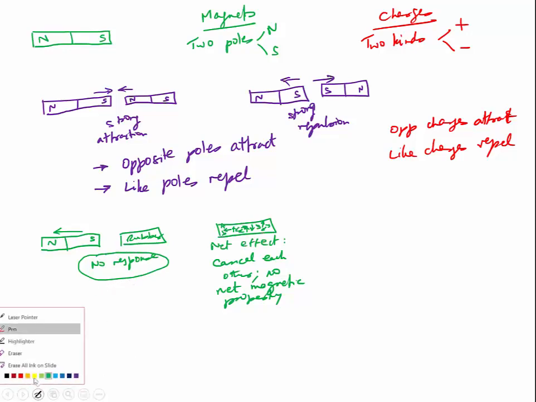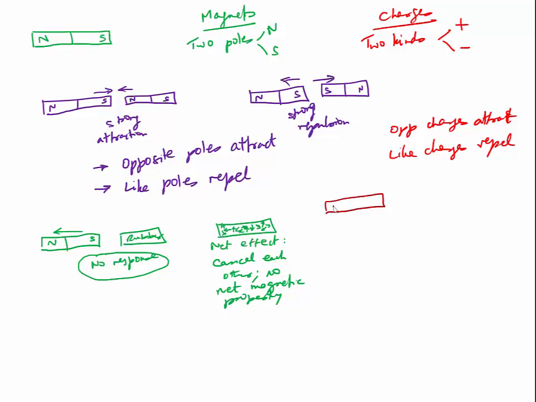But something interesting happens when there are certain special types of material, and those special types of materials include only certain kinds of metals. It's iron, cobalt, and nickel for the most part. So with those metals, let's say I'm going to take a piece of iron and bring a magnet close to it, and here I got a piece of iron.